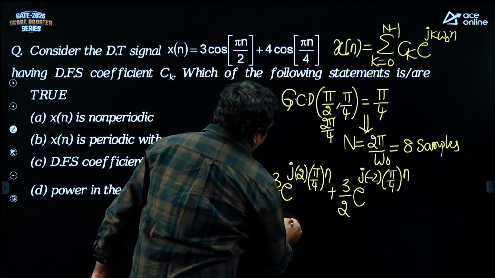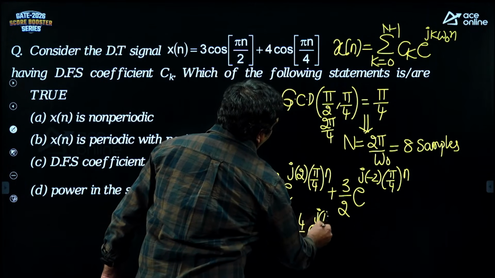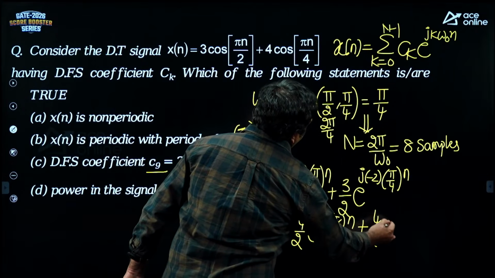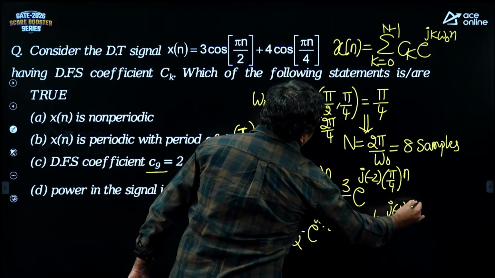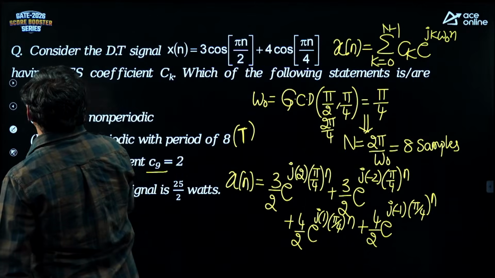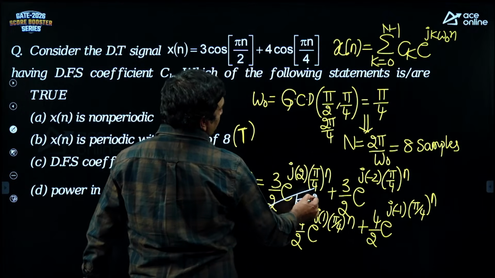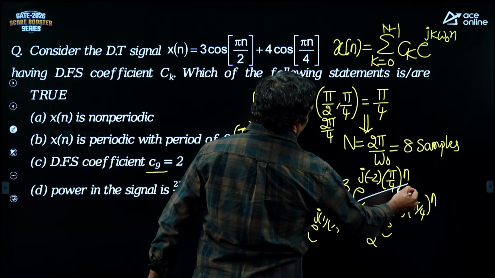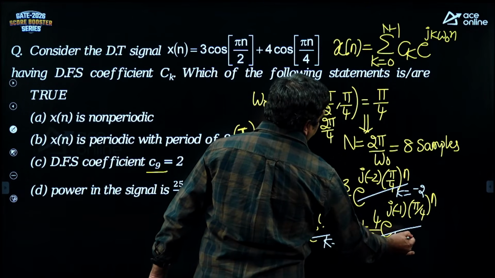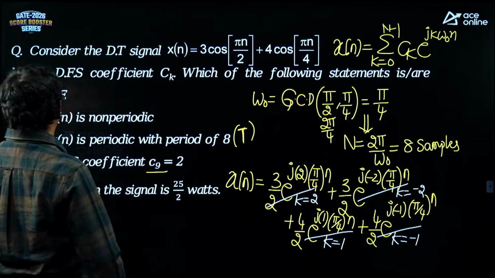What about the second term? 4 by 2 e power j 1 into pi by 4 into n. Another term, 4 by 2 e power j minus 1 into pi by 4 into n. So, in comparison with the original expression, what harmonics are possible here? This is plus 2, this is minus 2, this is plus 1, this is minus 1. So, indirectly you can say the first harmonic and second harmonic are possible.